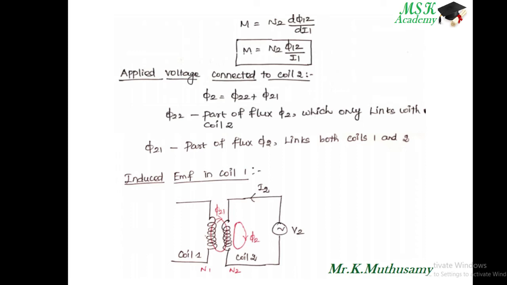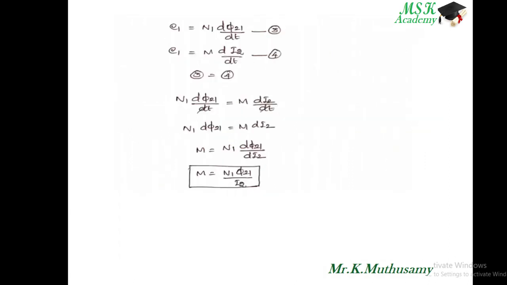Already I explained the first case. We are applying an alternating voltage source. It consists of positive and negative half cycles. So the produced flux is also an alternating flux. It consists of positive and negative half cycles. Due to these variations, the EMF is produced in coil 1. That EMF value E1 is directly proportional to d phi 21 divided by dt. E1 is equal to N1 into d phi 21 divided by dt.